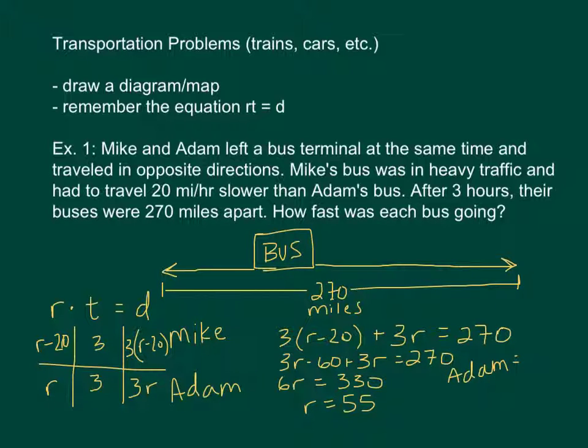Alright, and there we have it, r equals 55, which means Adam was traveling at a speed of 55 miles per hour. And Mike? Well, Mike was traveling at a speed 20 miles slower than that, so 35 miles per hour. Stinks for Mike. Going to take a long time to get where he's going. Alright, that's a transportation problem. So draw your picture, use your r times t equals d, and of course, we will work together with any questions and confusion that you have. Next.